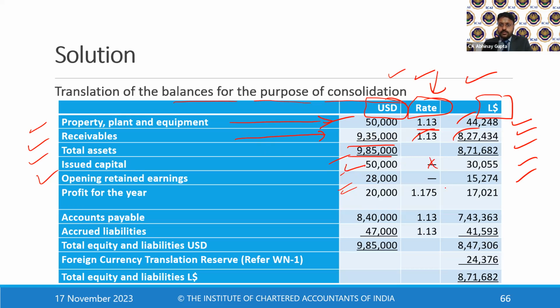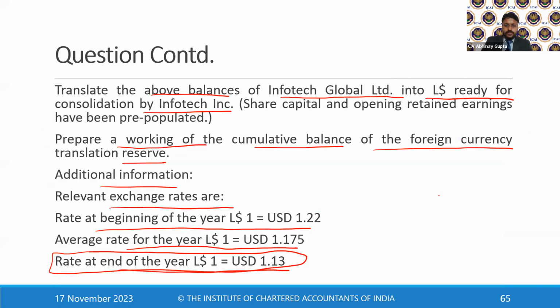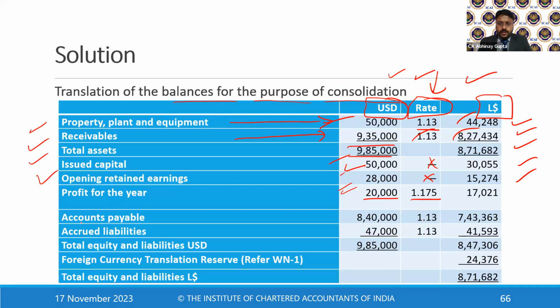Share capital is not converted. Retained earnings is not converted. Then profit for the year. This is a P&L item, so we will be using the average rate. What is the average rate for the year? This 1.175. And this is a question from your study material only, so you can refer to the study material as well. So this is the average rate we have used, multiplied, and this is the amount, right?